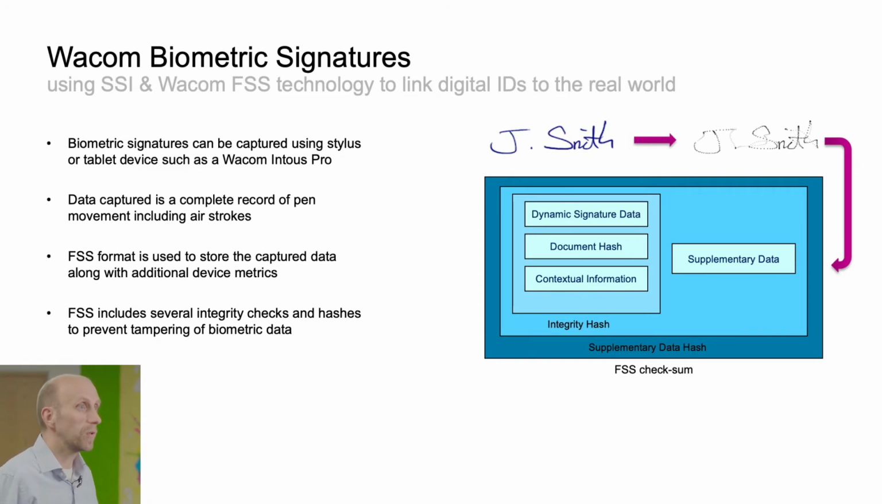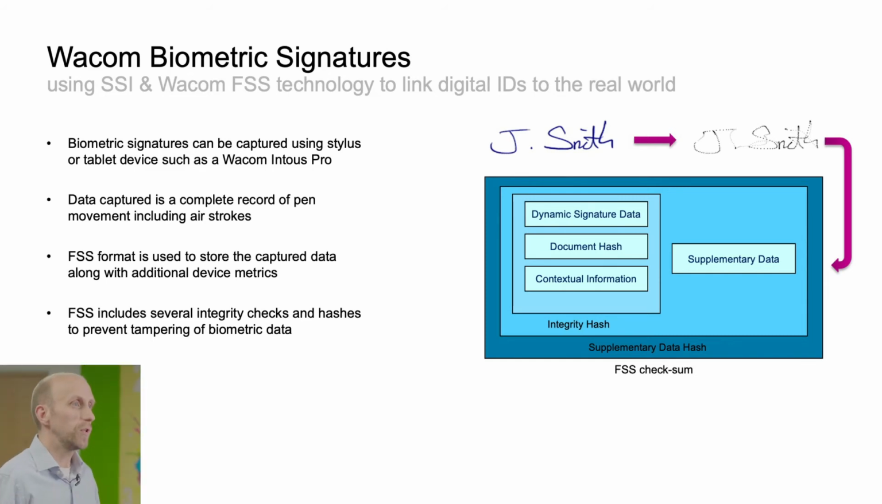Although the captured signature may look like a static image, the data that is captured is actually a complete record of the pen movement against time, including when the pen is positioned above the tablet. The FSS format is then used to store this pen data along with metrics of the device that was used to capture the signature in a forensically secure and tamper-proof manner. In addition to the capture system and format itself, Wacom also has an advanced biometric signature verification technology called GSV that enables us to determine if a biometric signature that has been captured is a true likeness of another signature or is in fact an imitation.